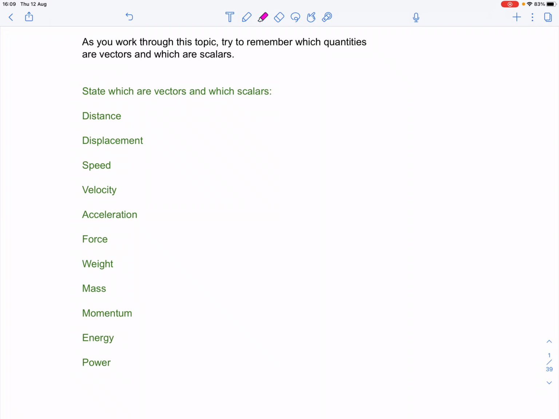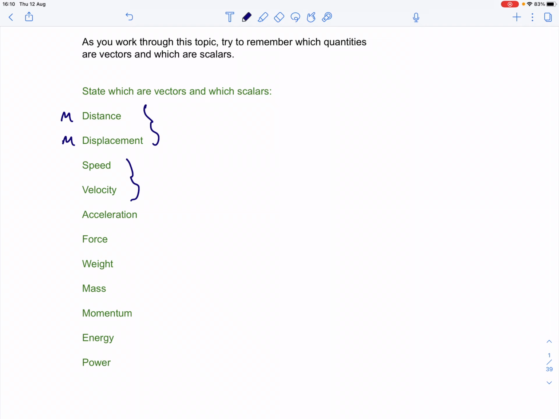Now the first 4 are grouped into pairs. There's a pair there and there's a pair there. And the reason they are pairs is because they're measured in the same unit. They're the same type of quantity. So for example, distance is measured in meters and displacement is measured in meters. What's the difference then? What's the difference between distance and displacement? Okay, well here's another example.